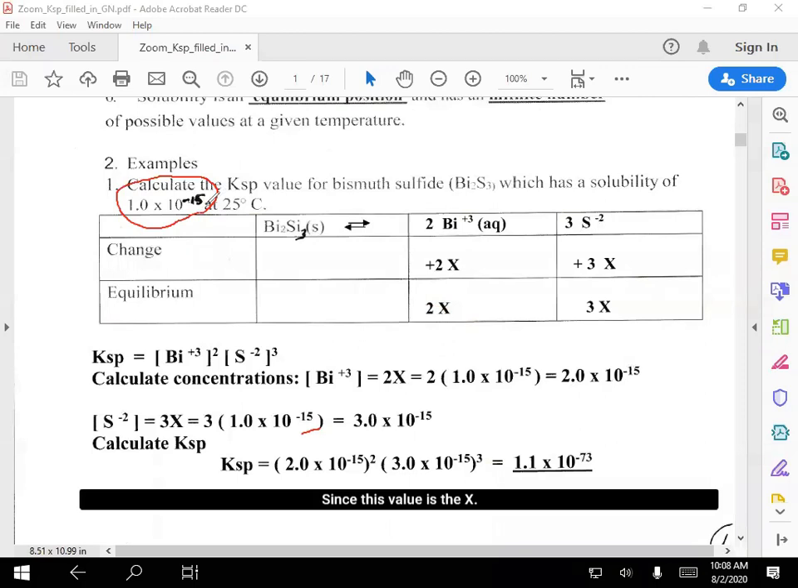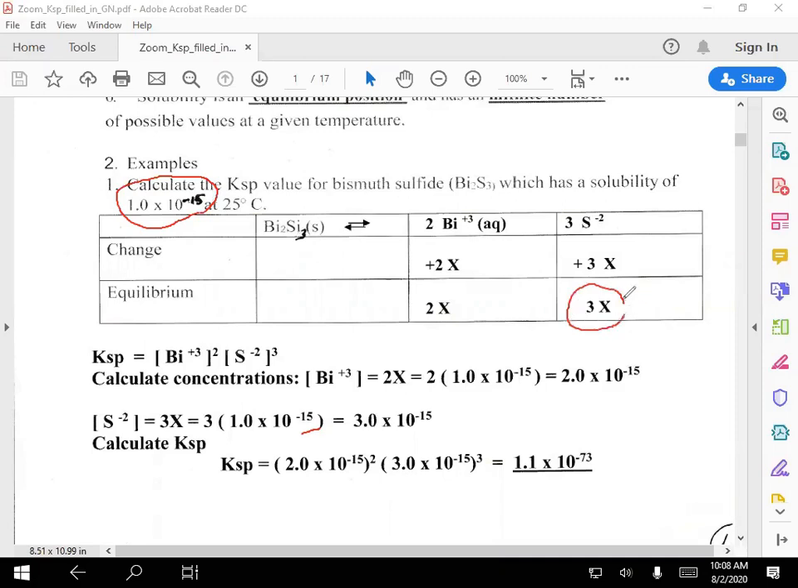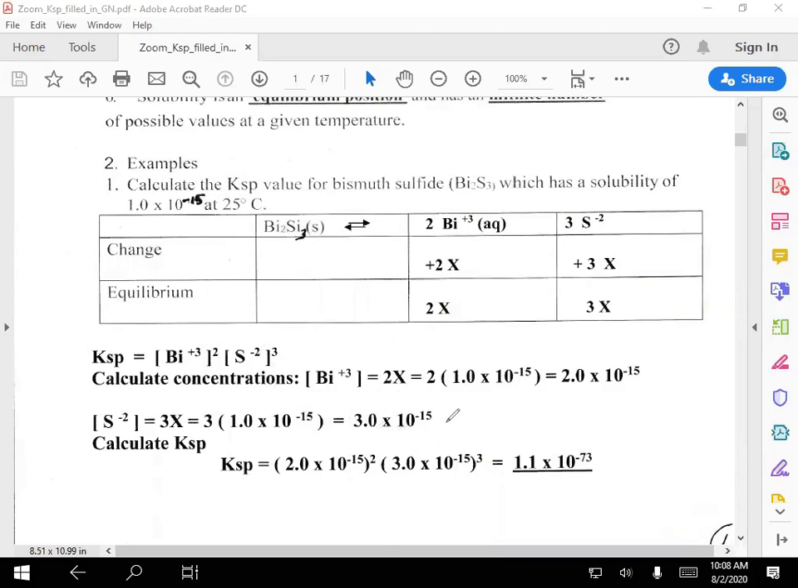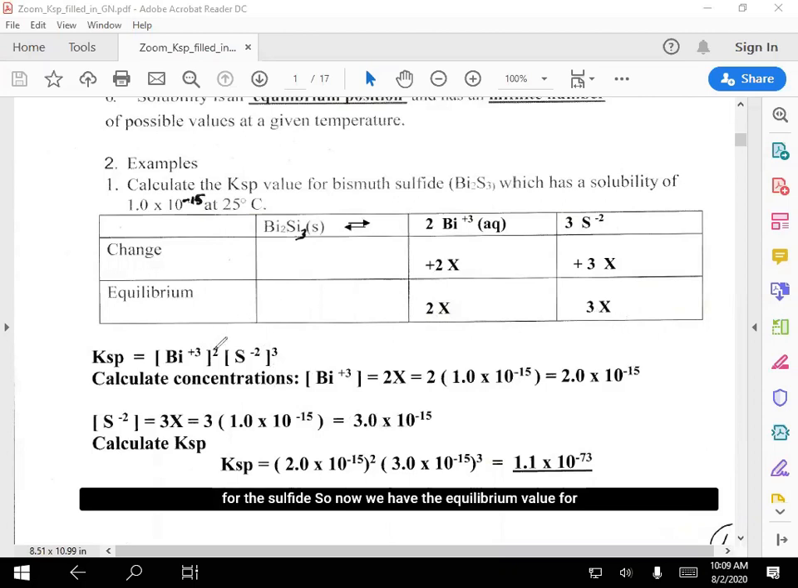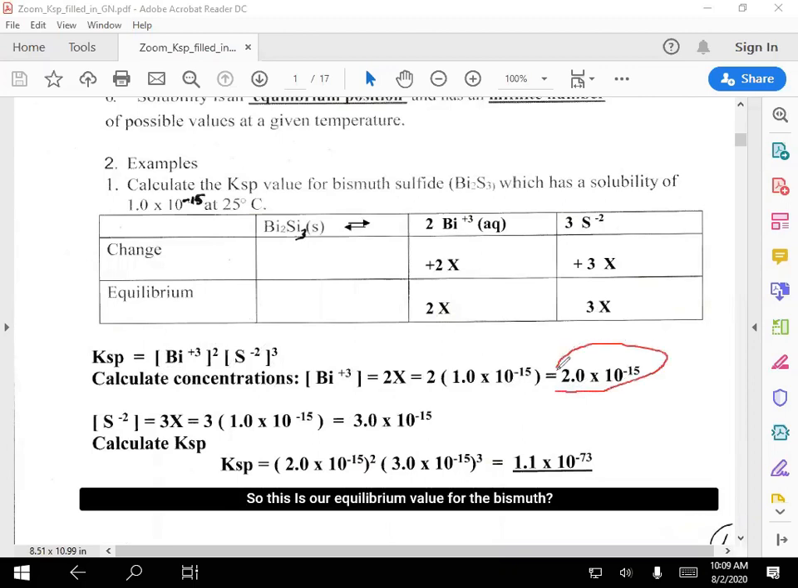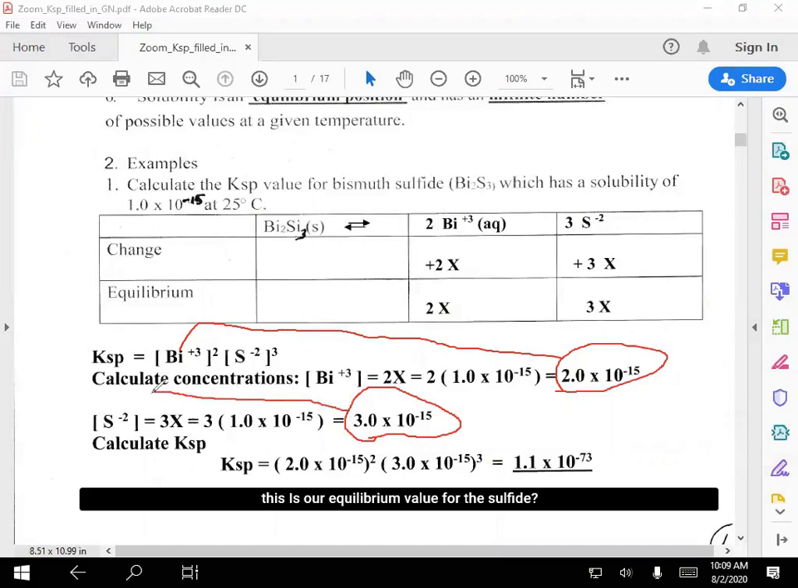Since this value is the x, we also use it for the sulfide. We said sulfide is going to be 3x. So we put our 3x here. This is our x, so we put it in here. And then we will solve for our equilibrium value for the sulfide. So now we have the equilibrium value for the bismuth. So this is our equilibrium value for the bismuth. This is our equilibrium value for the sulfide.